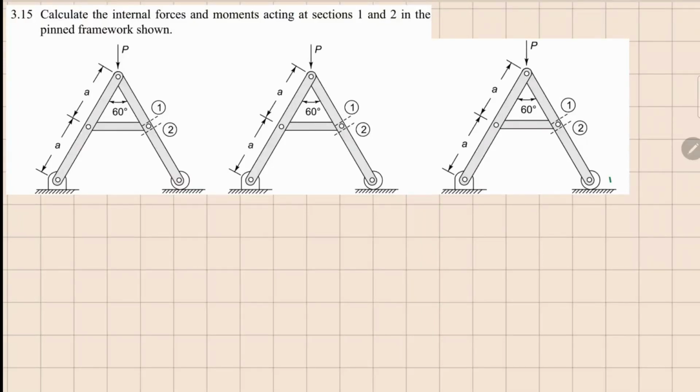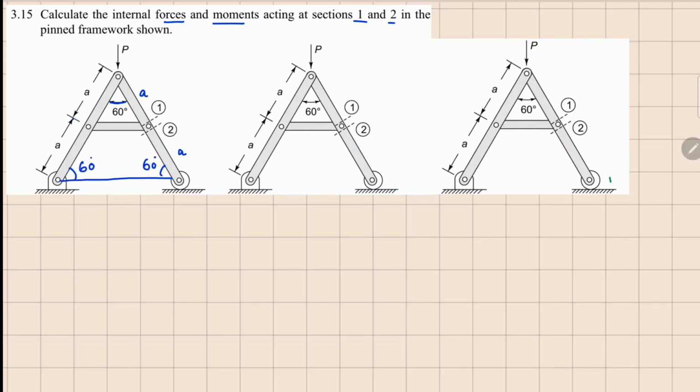This one is 3.15. Here we need to calculate the internal forces and moments at section 1 and section 2. So the geometry of the structure is that this angle is 60 degrees here. These dimensions are A and A. So assuming that these two are also the same, we can see that these angles are going to be all 60 degrees here.